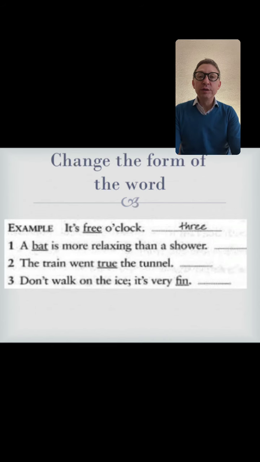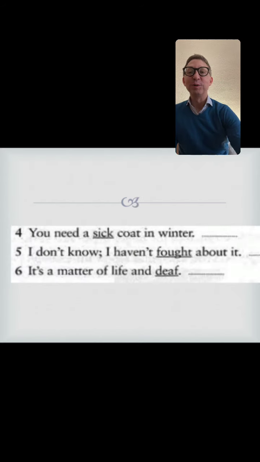Number 3. Don't walk on the ice. It's very thin. It's very thin. Listen to the difference. Thin, thin. Thin, thin. Look at my mouth. Thin, thin. Very difficult. I'll read it again. Don't walk on the ice. It's very thin. Very good. Let's move to the next one.